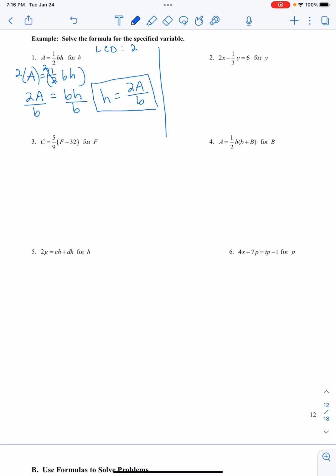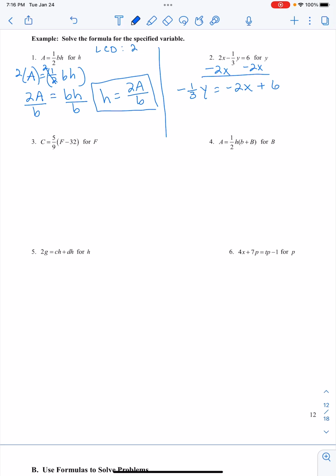Number 2 says that we want to solve this formula for y. That means to get y by itself. So I would first recognize that 2x doesn't have any y, so I would subtract 2x to the other side. I'm going to write negative 1/3 y equals. Now this time I'm going to write negative 2x first and then plus 6. I want to keep that variable term in front of the constant term.